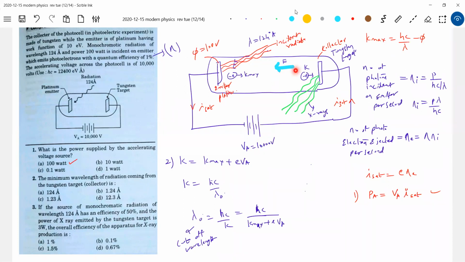Efficiency 50% means what? Same condition, same saturation current. The way he's asking the question: if the source of monochromatic radiation has an efficiency of 50% and the power of X-ray emitted by the tungsten target is 3 watt, the overall efficiency of the apparatus for X-ray production is? If I stop this radiation, what will happen? We don't get any X-rays. So who is responsible for X-ray production? These two. This is providing 100 watt. What about this? 50% efficiency means how much should it come with? I think 100 watt is inside, so it should come with 200 watt, no?